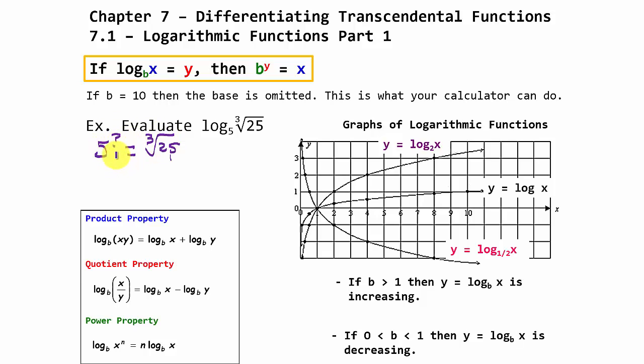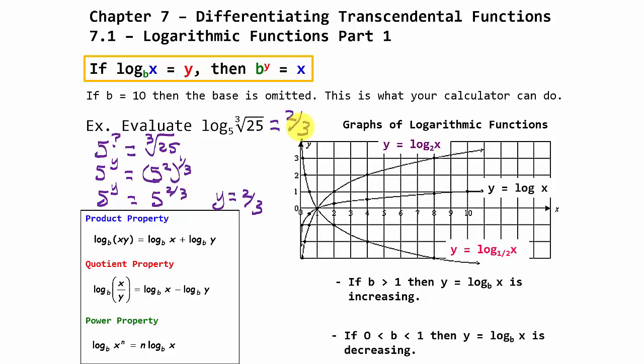Now this question mark that we're looking for, we can use a variable to represent, let's say y. I'm also going to change 25 to base 5 since I'm working in base 5, and change the cubed root to the exponent 1/3. 5 to the power of y has to equal, remember when you have a power raised to a power, you multiply the exponents together. We can clearly see that y will have to equal 2/3, which means log base 5 of the cubed root of 25 is equal to 2/3.